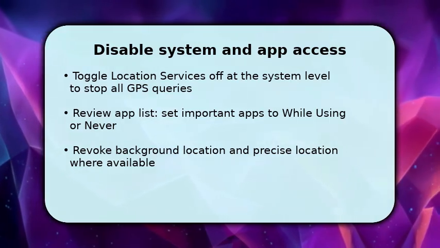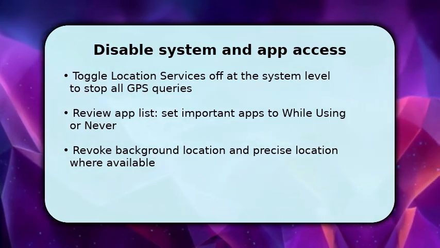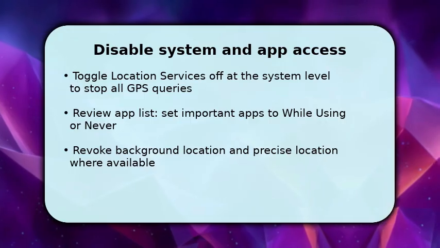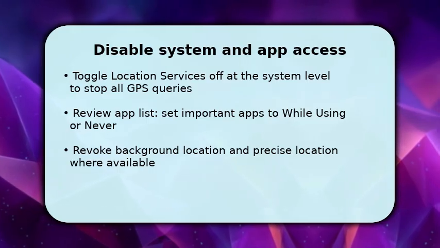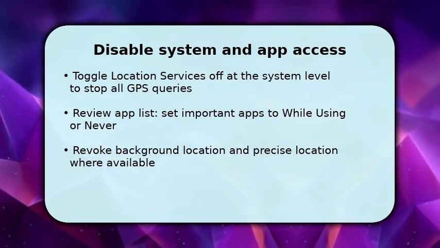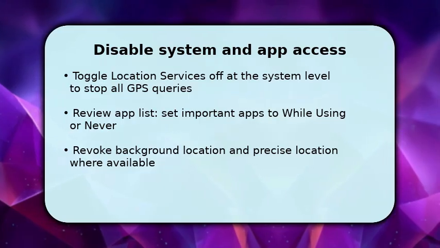On Android, revoke background location, and on iPhone, disable precise location for apps that don't need it. Make sure map or fitness apps are set to never run in background. These steps reduce tracking while preserving functions you still want.